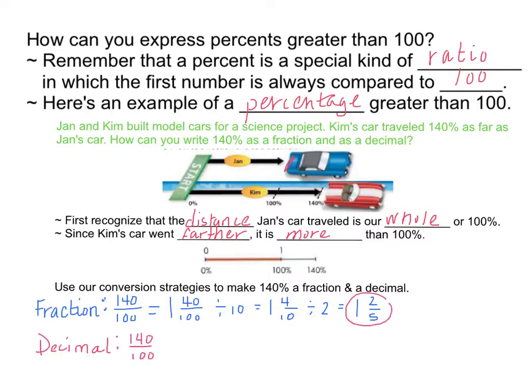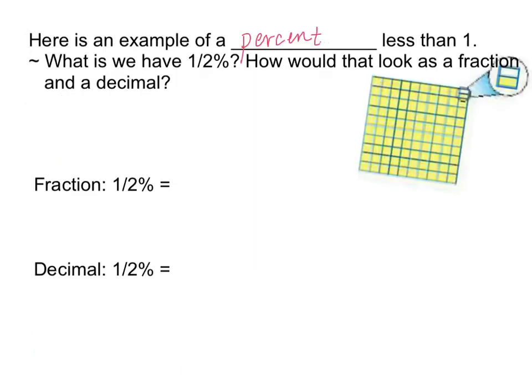Now to change it to a decimal, I am first going to change it to a mixed number again. Now I can simply use my knowledge of place value and say, okay, that is 1 whole and 40 hundredths, so I would put 40 ending in the hundredths place, and that gives my decimal answer 1.4.